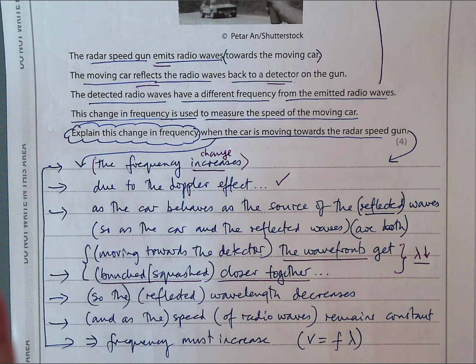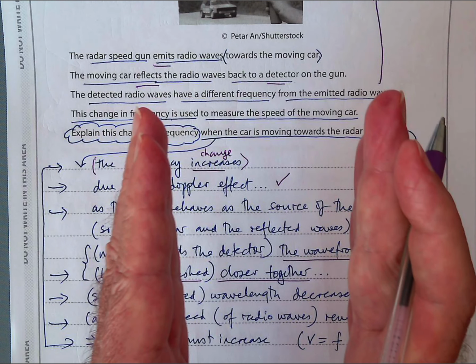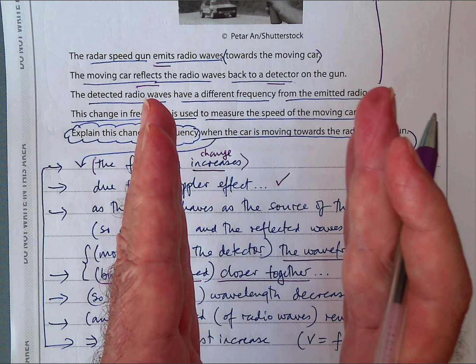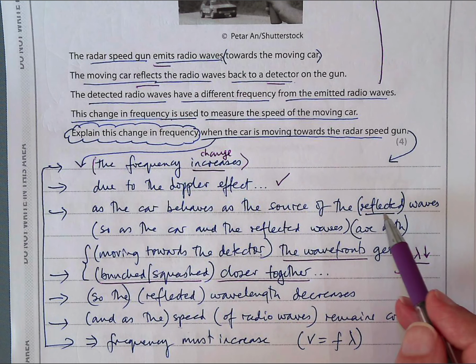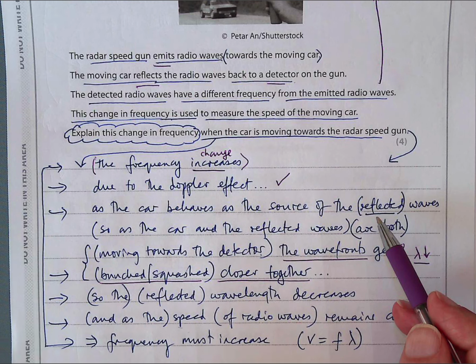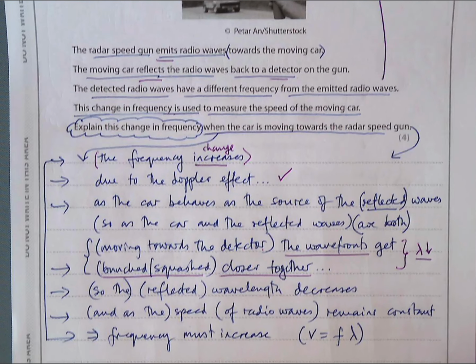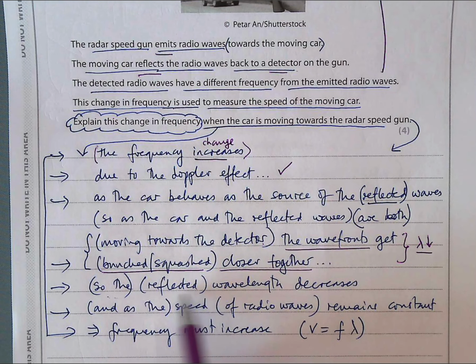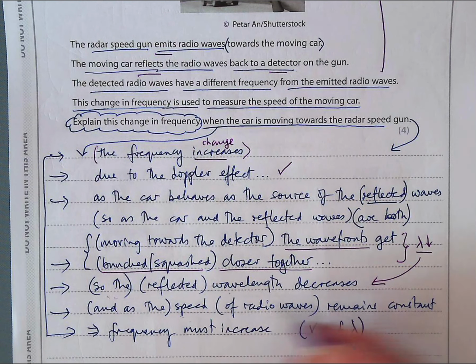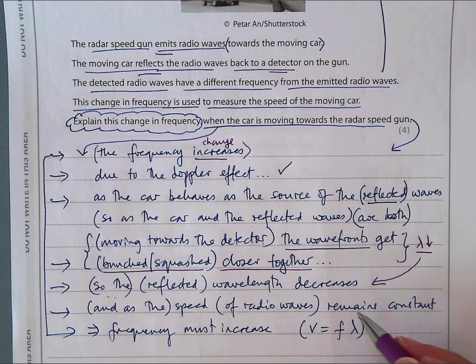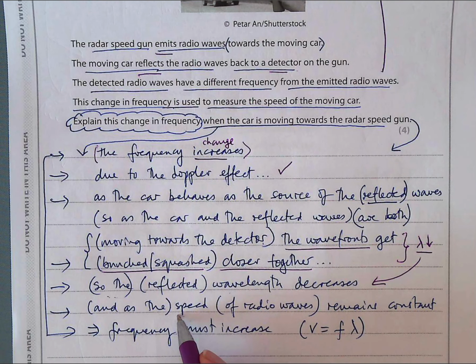I think that's easier to understand. So the car is moving towards the radar, and the gap between the wavefronts appears to be smaller because the source of the reflected waves, the car, is catching up with the waves that are bouncing off it. So the reflected wavelength decreases. That's another mark for analyzing what's going on. And the speed remains constant, because they're radio waves. The speed of radio waves is the same as the speed of light.